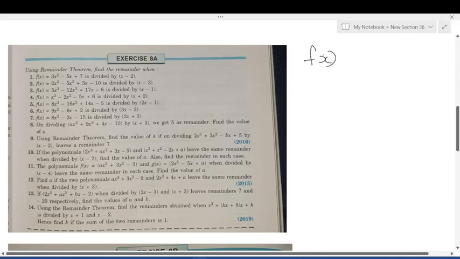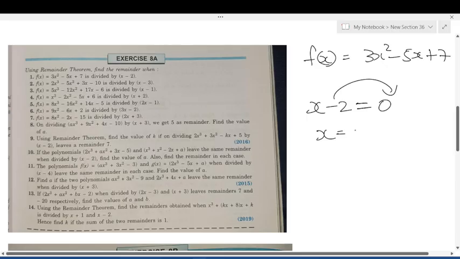F of x is the equation given, students. 3x square minus 5x plus 7. Okay. What is given here is divided by what? Is divided by x minus 2. Whenever the equation is divided by x minus 2, we put it equal to 0. If x minus 2 is equal to 0, what's the value of x? Plus 2. So what you have to substitute in place of x? 2. Understand? Did you understand the second type of question, all of you?